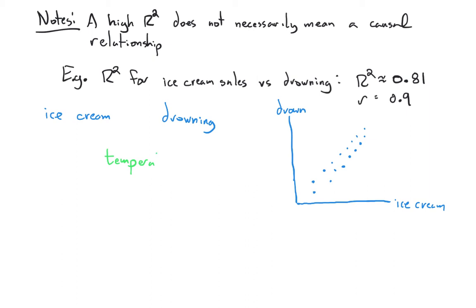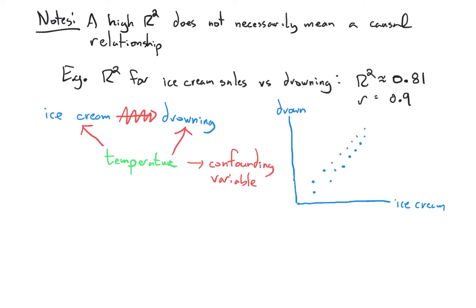As temperature goes up, ice cream sales go up and drowning goes up, since people buy ice cream when the temperature is warm and people go swimming when the temperature is warm. So this relationship doesn't exist. What's really happening is that temperature is causing ice cream sales and temperature is causing drowning deaths. So that there is called a confounding variable.